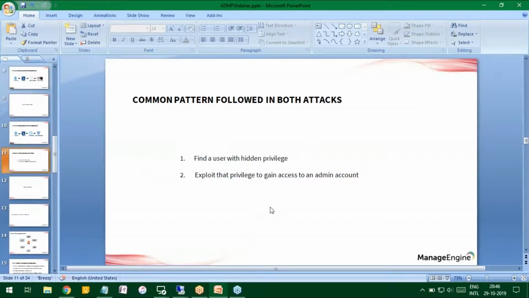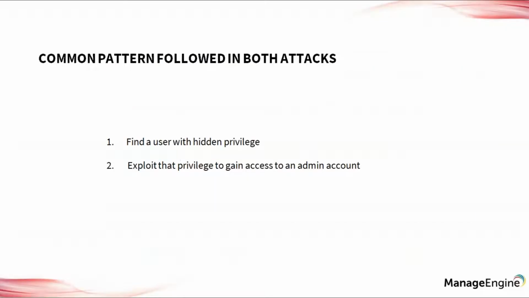So the common pattern followed in both the attacks. What happened here was a reconnaissance was done on the domain, right? So the domain was surveyed by an attacker, reconnaissance was done, and a user was found with a hidden privilege, and that privilege was exploited to gain access to an admin account, which is what happened in both cases.